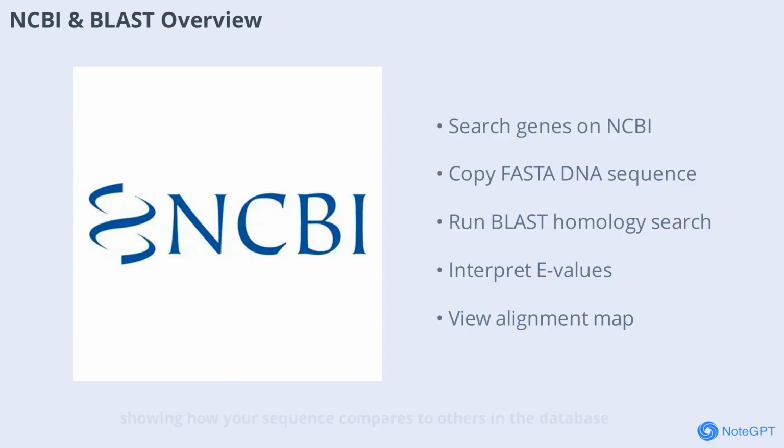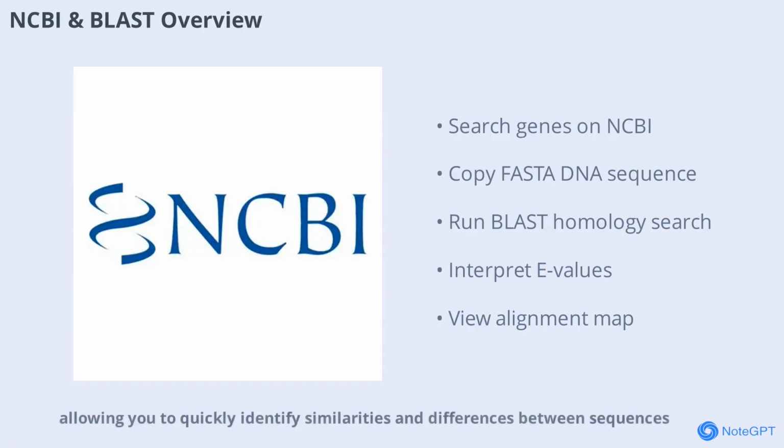Instantly, you'll see an alignment map showing how your sequence compares to others in the database. This process is called a homology search, and interpreting e-values helps you understand the significance of matches. These tools are fundamental for genetic research, allowing you to quickly identify similarities and differences between sequences.